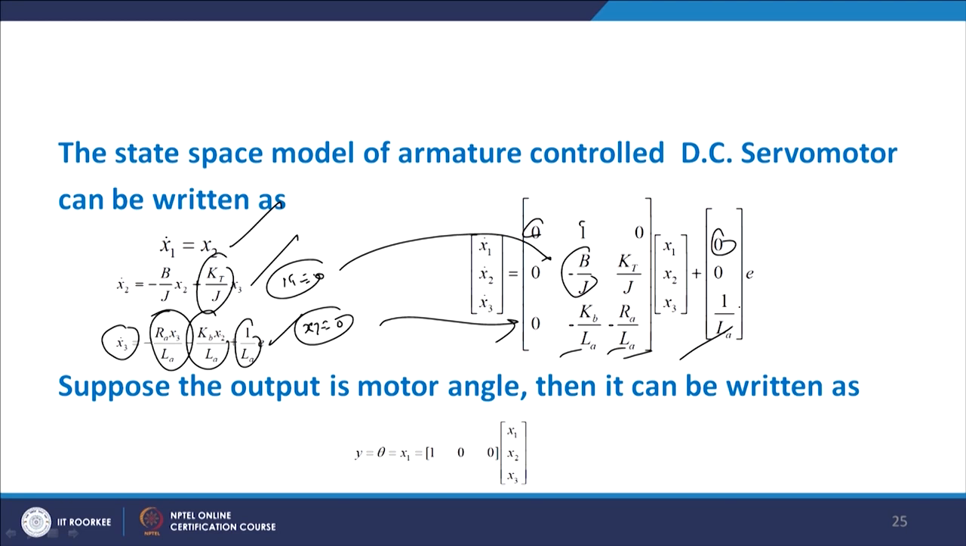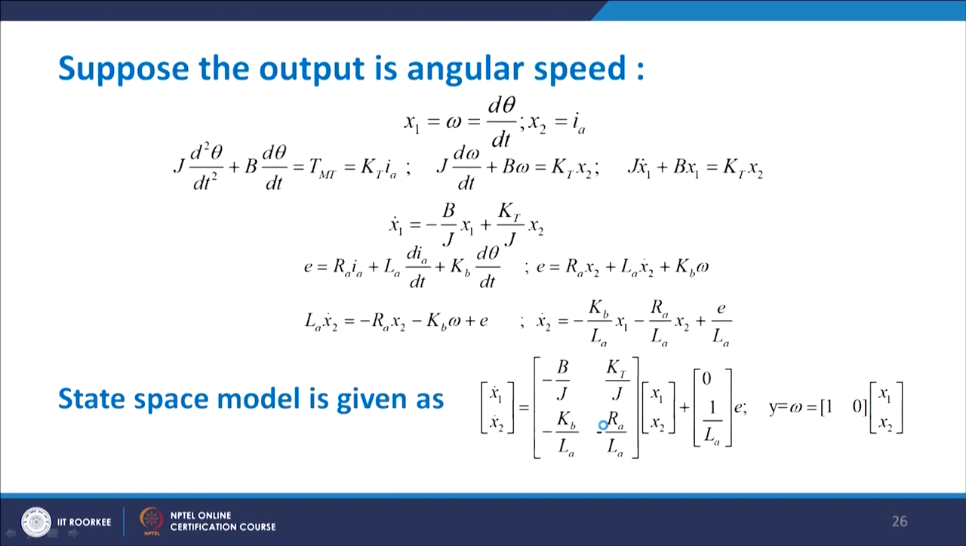Suppose the output is the motor angle, therefore it can be written as y equal to theta, where theta is x1. This is the expression. Now here we want the output to be speed; just like position we have taken, now it is speed.